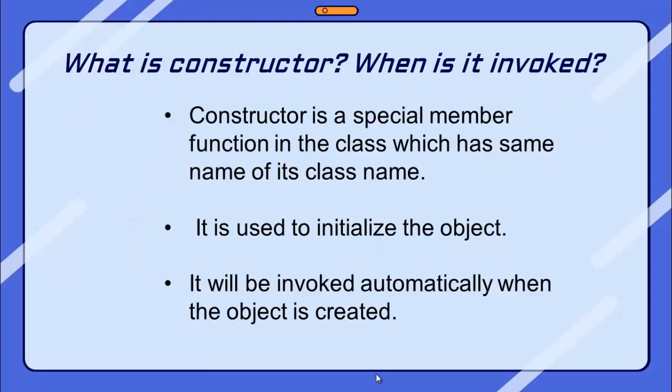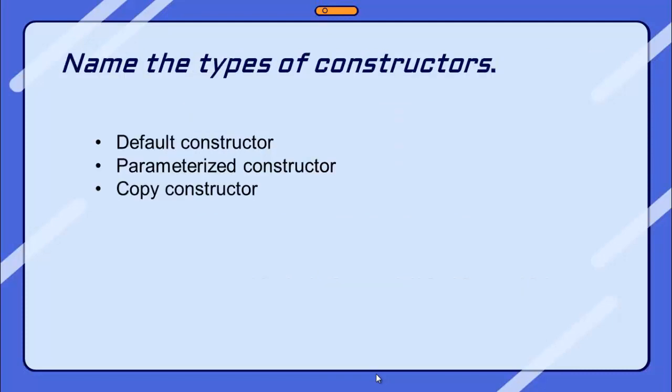A constructor is a special method which has the same name as the class name. It is used to initialize the instance variables. It is automatically called whenever an object of the class is created. There are three types of constructor: default constructor, parameterized constructor, and copy constructor. These are the three types of constructor.